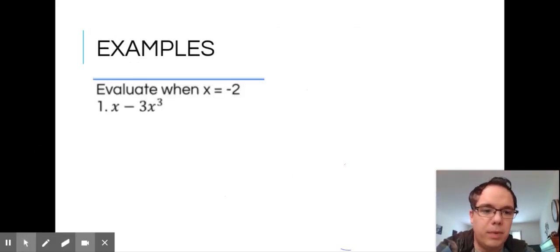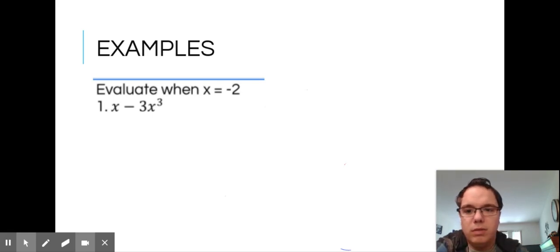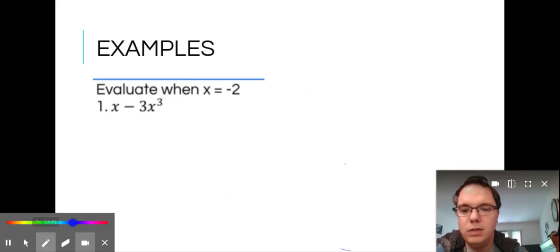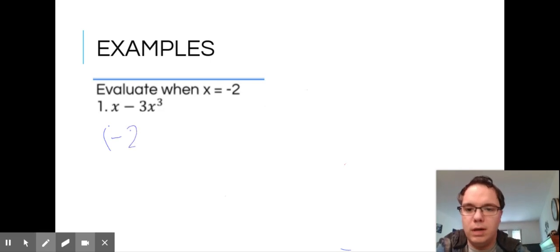All right, so let's do a couple examples and then we'll be done. The first example, we have x minus 3x cubed, and we want to evaluate when x equals negative 2. So we have two x's and we have a value for x. So we're going to change both of those values for x to -2. So we're going to have a -2 minus 3 times -2 cubed.